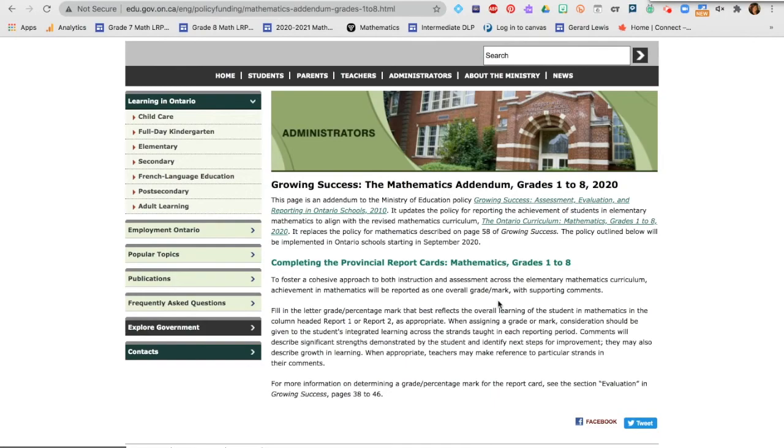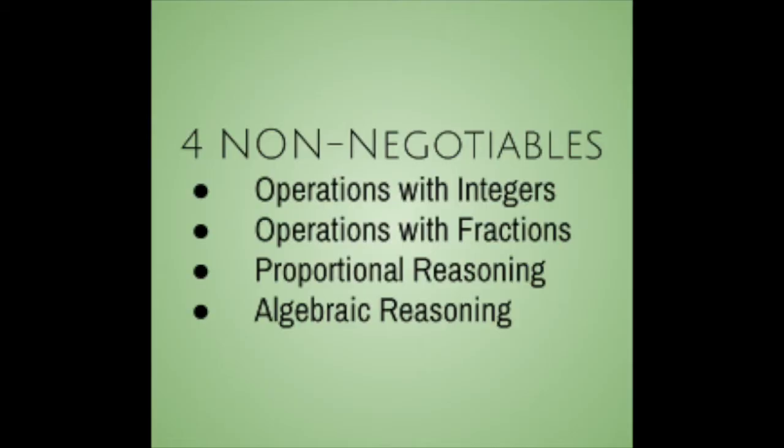Plus, according to the Growing Success Addendum that addresses the 1 math mark report card, it states that when assigning a grade or mark, consideration should be given to students' integrated learning across the strands. So this is one example of how you can integrate strands while revisiting our 4 non-negotiables.